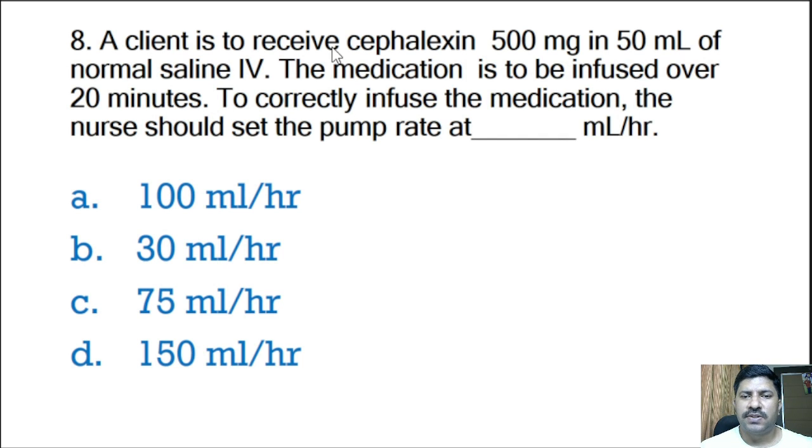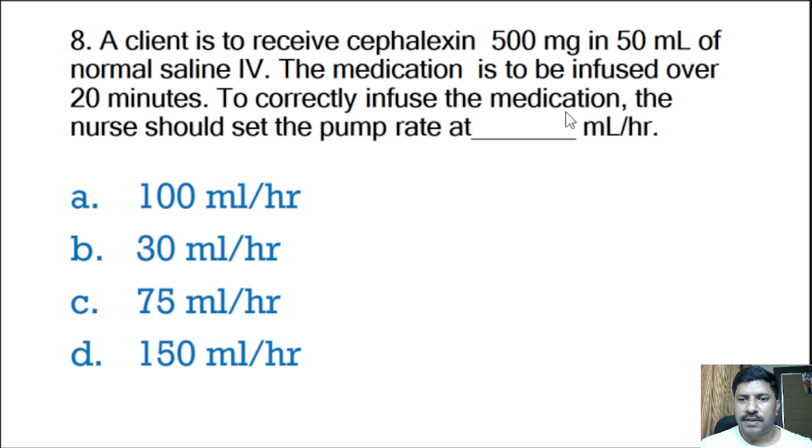Next question. A client is to receive cephalexin 500 mg in 50 ml of normal saline IV. The medication is to be infused over 20 minutes. To correctly infuse the medication, the nurse should set the pump rate at dash milliliter per hour. So in this question, 50 ml of solution needs to be administered in 20 minutes. So the pump rate we need to convert into milliliter per hour. Here options: 100 milliliter per hour, 20 milliliter per hour, 60 milliliter per hour, 150 milliliter per hour.